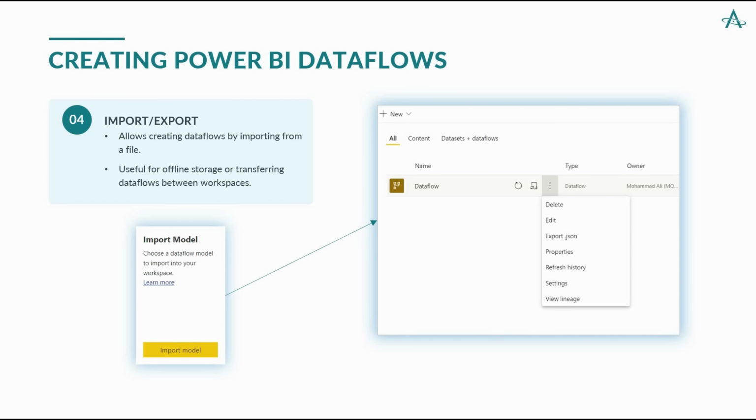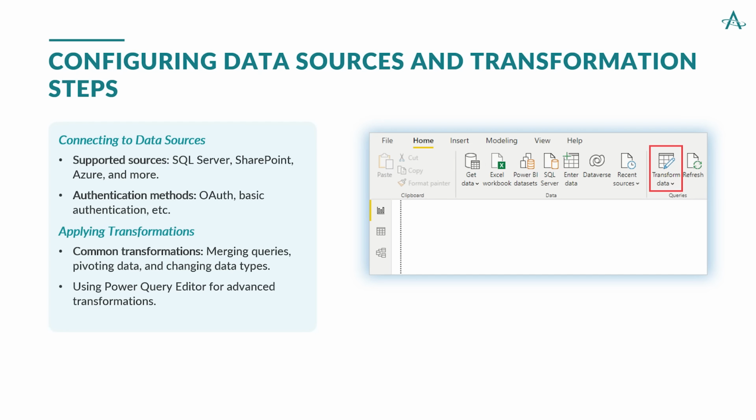Let's delve into configuring data sources and the transformation steps involved in data flows. First, when connected to data sources, Power BI supports a wide variety of sources, including SQL Server, SharePoint, and Azure services. You will have various authentication methods available, such as OAuth or basic authentication, to ensure secure access to your data. Once connected, the next step is to apply transformations.